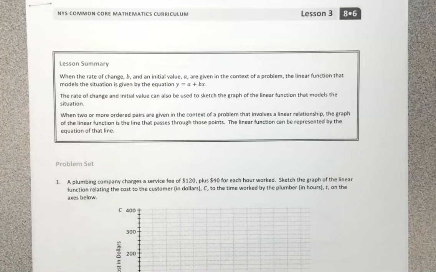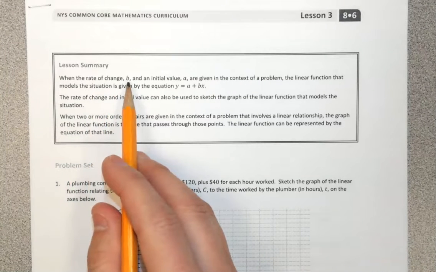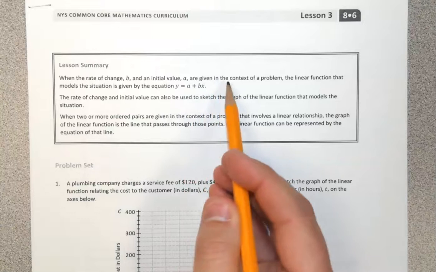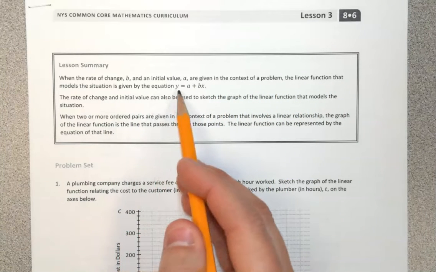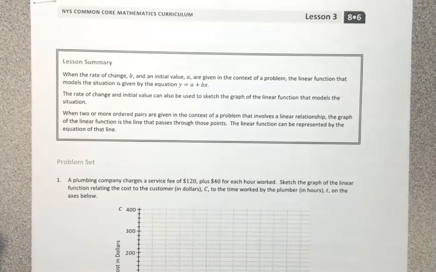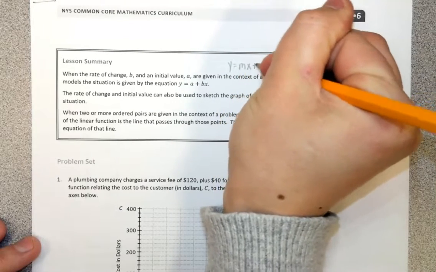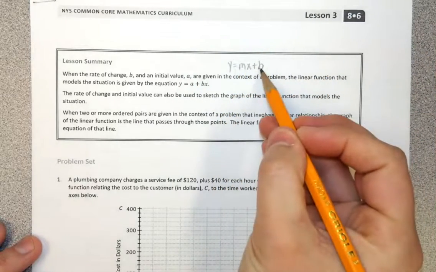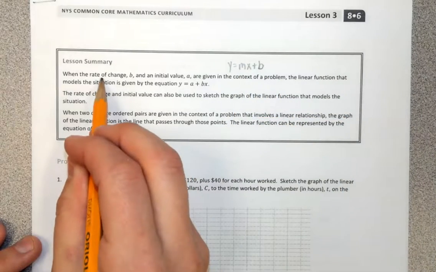Our lesson summary today reminds us that a rate of change, B, and an initial value, A, are given in the context of a problem. The linear function that models the situation is given by the equation y equals a plus bx. Now this looks a little different than what we're used to, and I don't want you to panic when you see that, because essentially it's what we've been talking about this whole time, which is y equals mx plus b, where b is your constant or your initial value, and m is still your slope or your rate of change.